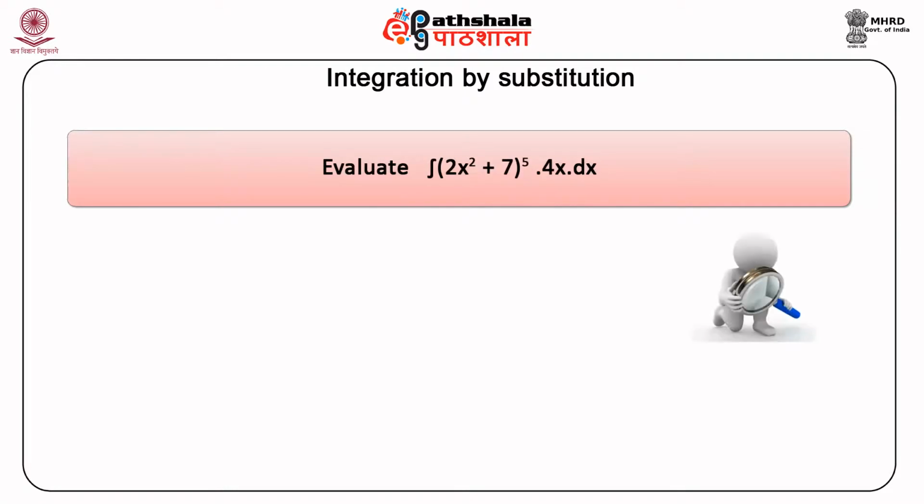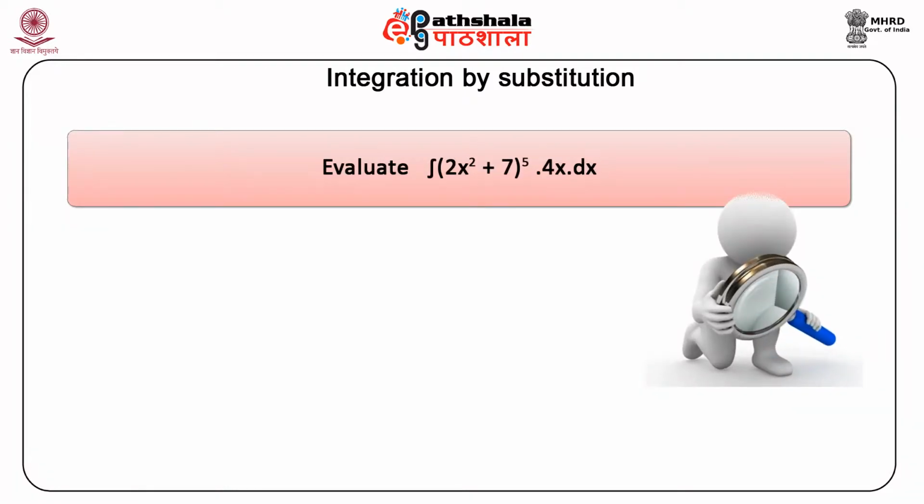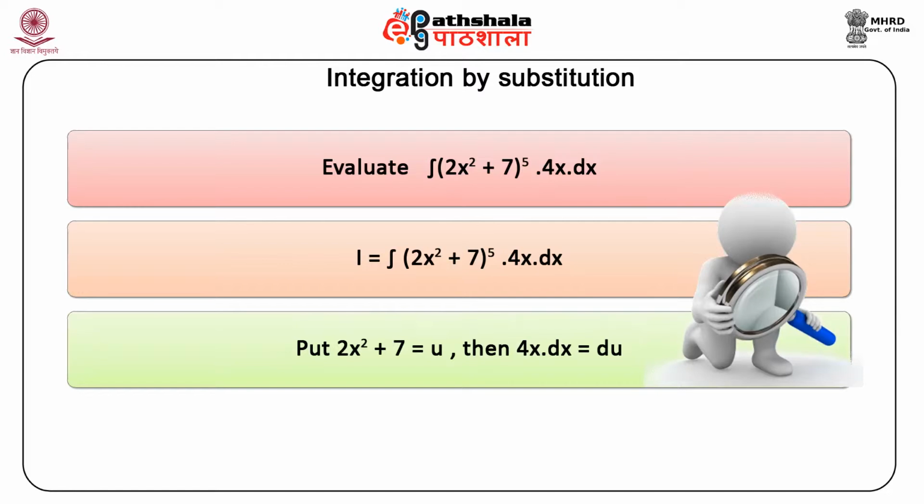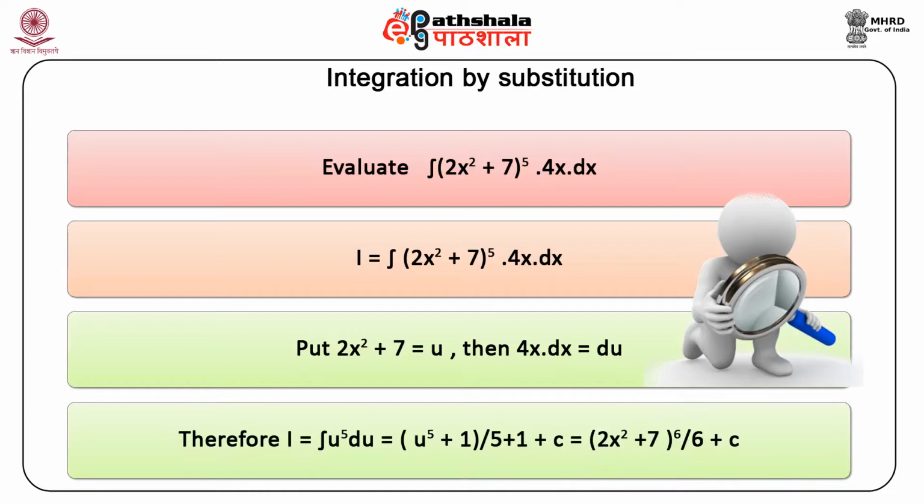Example, evaluate integration of (2x squared plus 7) the whole raised to the power of 5 into 4x dx. I is equal to integration of (2x squared plus 7) the whole raised to the power of 5 into 4x dx. Putting 2x squared plus 7 equal to u, then 4x into dx is equal to du. Therefore, I is equal to integration u^5 du, which is equal to u^(5+1) divided by 5 plus 1 plus c, which is equal to (2x squared plus 7)^6 divided by 6 plus c.